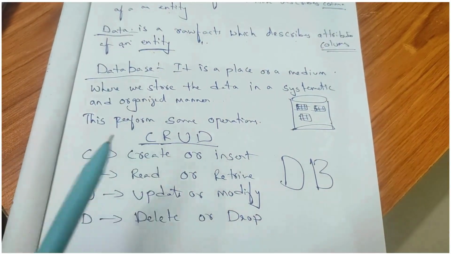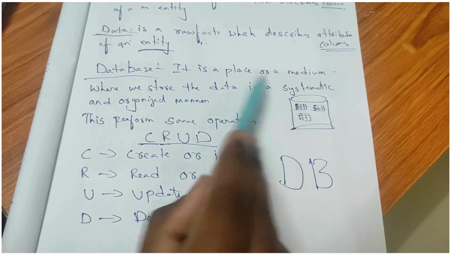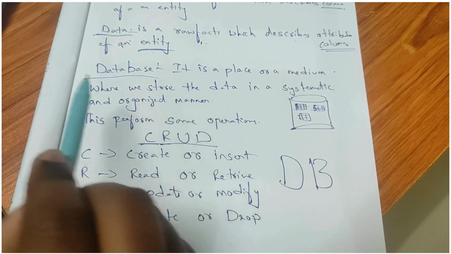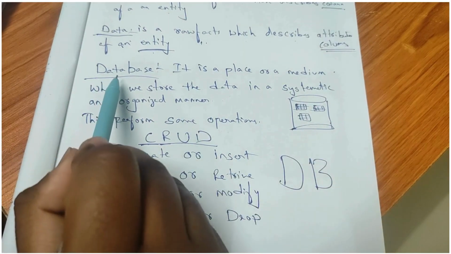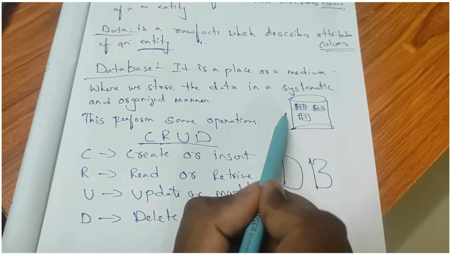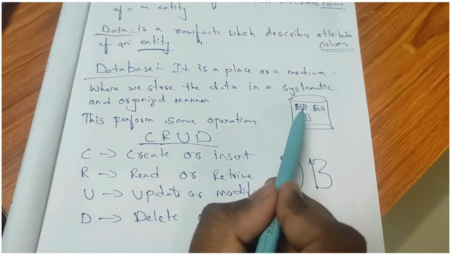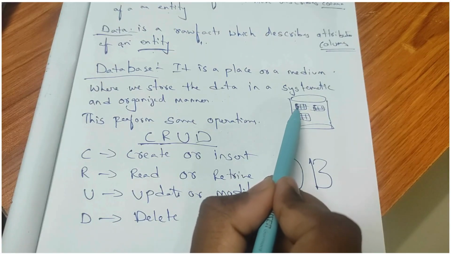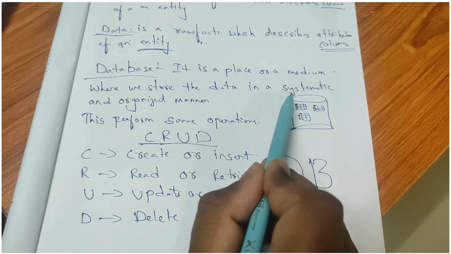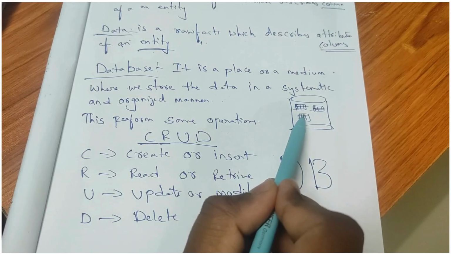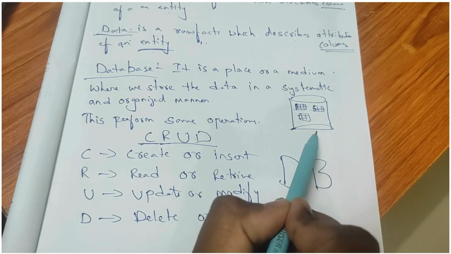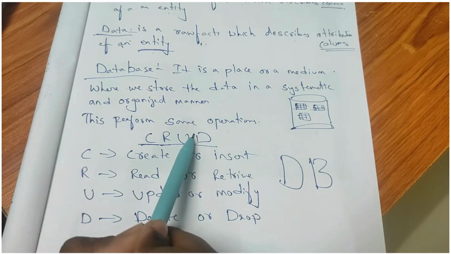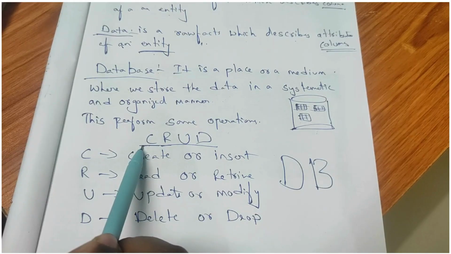Database is nothing but a place or a medium where we store the data in a systematic and organized manner. It is symbolically represented in the form of a cylinder in which we store the data in the form of tables. It is a place where we store all the tables systematically. This is a database. It is a place to store the data and it performs some operations. Those operations are called CRUD operations.